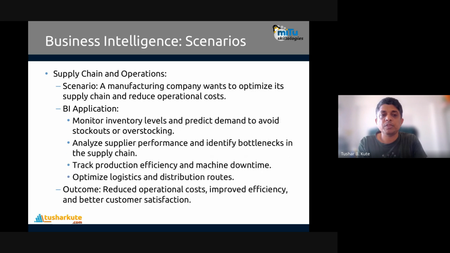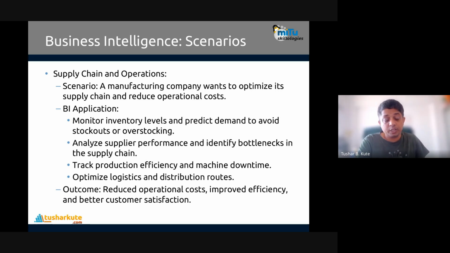Another scenario, next one, supply chain management. I hope you may have heard this name, supply chain. When companies are supplying material, the process pipeline followed from start to end is called supply chain management, SCM. The scenario is a manufacturing company that wants to optimize its supply chain and reduce operational costs, as I mentioned, start to end completely. So they have to optimize it and reduce the cost.